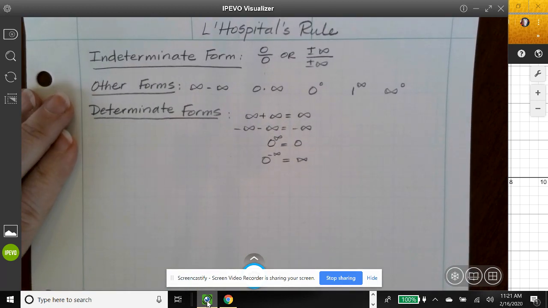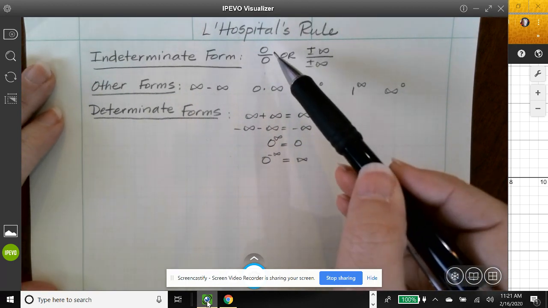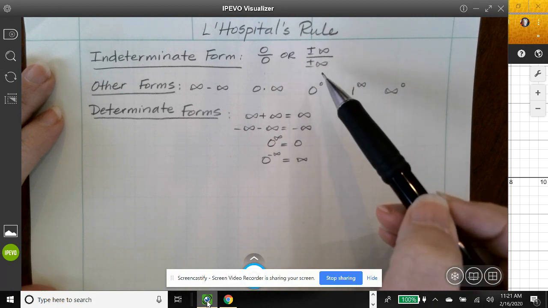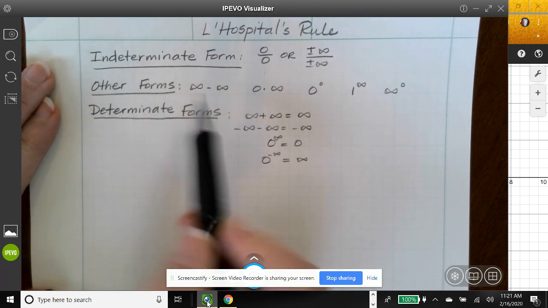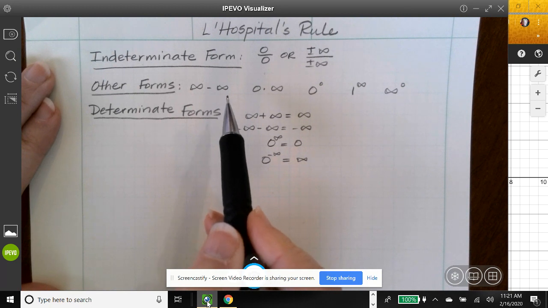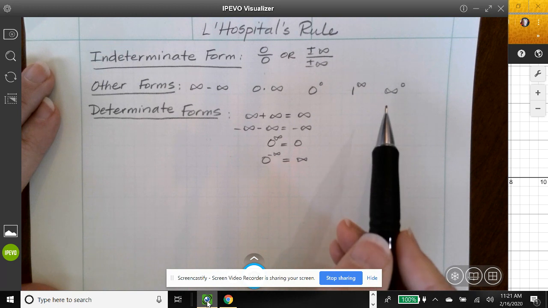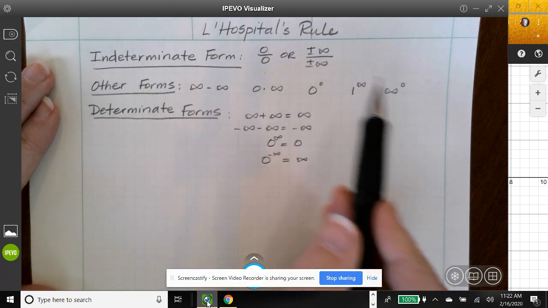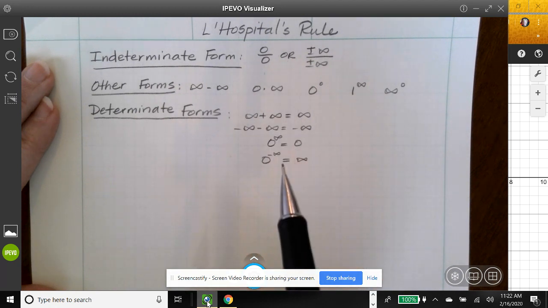We want to talk about indeterminate forms. In order to use L'Hopital's rule, you have to be of the form 0 over 0 or plus or minus infinity over plus or minus infinity. Other forms that are indeterminate are infinity minus infinity, which you might think is 0, but it's not all the time, 0 times infinity, 0 to the 0, 1 to the infinity, and infinity to the 0. I'm going to do several examples where we have this indeterminate form and we transform it into the form that we can use for L'Hopital's rule.